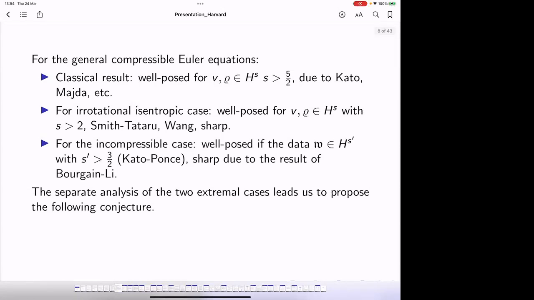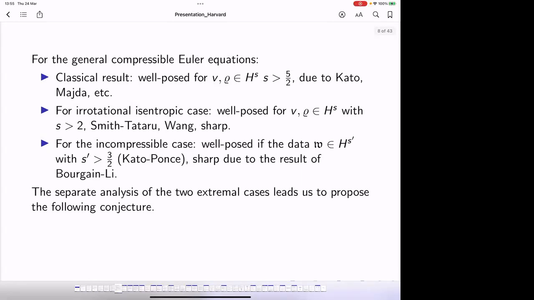And if it's the incompressible Euler equation, everything is reduced to just depending on the vorticity itself. So again, it's at the Sobolev level. So s prime greater than 3/2 is identical to v and rho at that level being greater than 5/2. In the incompressible case, s prime greater than 3/2 is already sharp due to the result of Bourgain-Li.